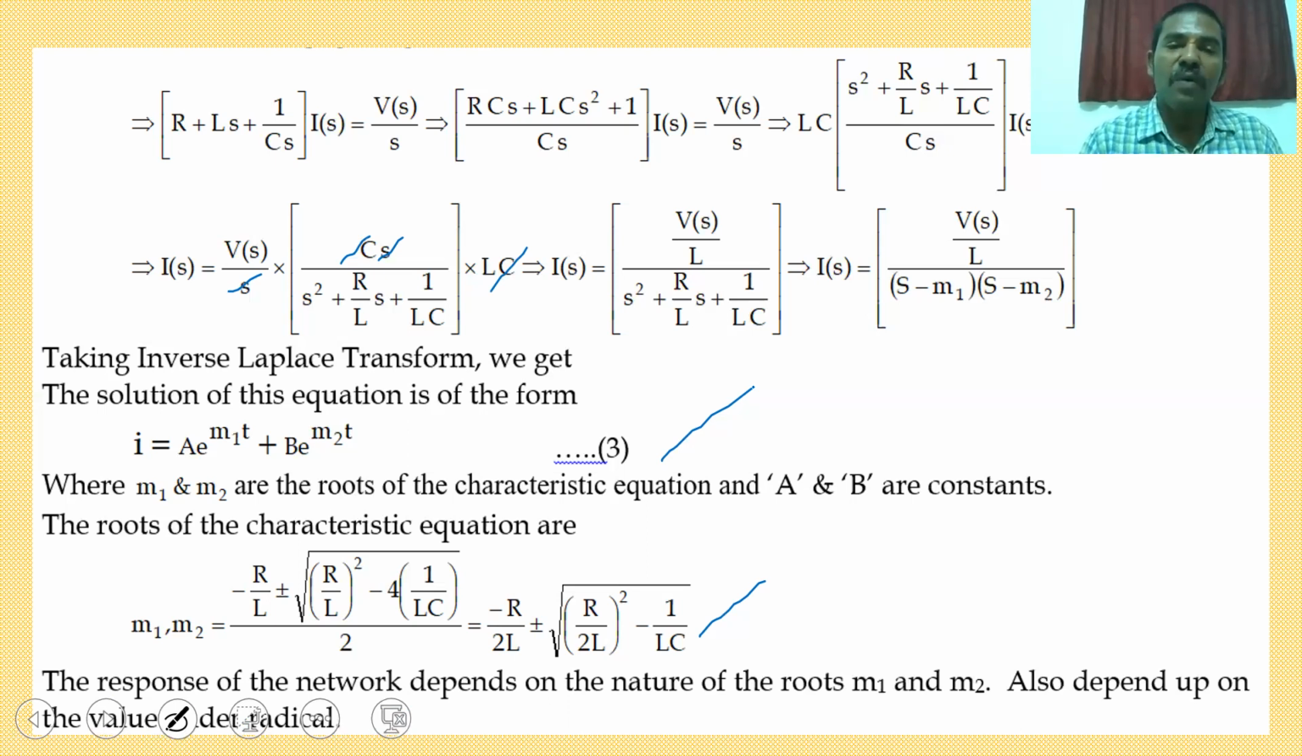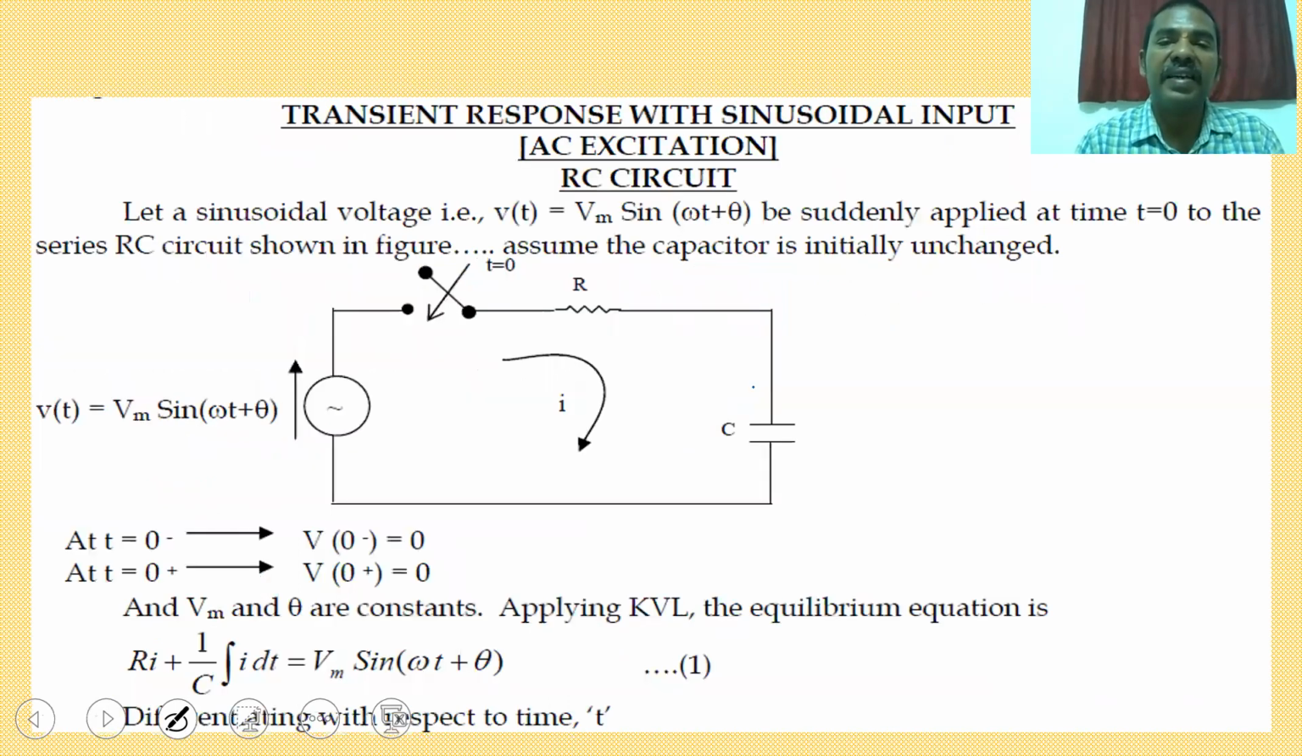Okay, so now we are going for analysis of the RC circuit using AC excitation. So in AC excitation, I am taking the voltage V of t is equal to Vm sin of omega t plus theta.